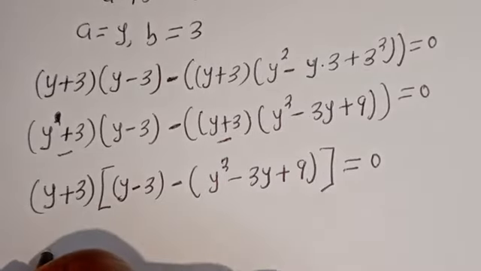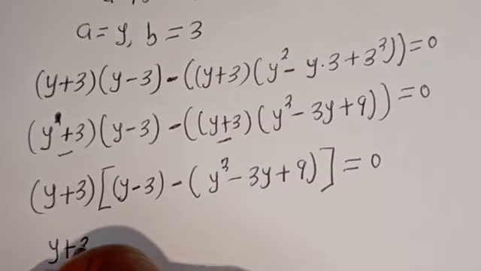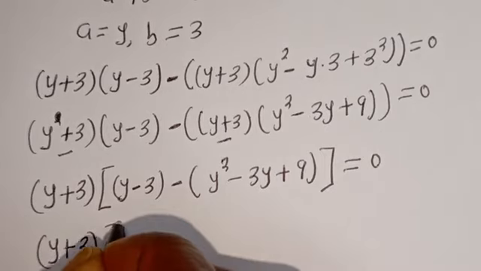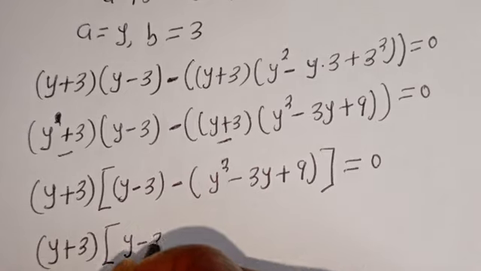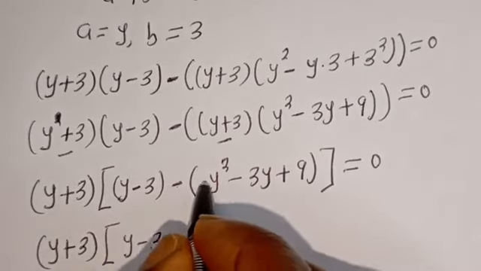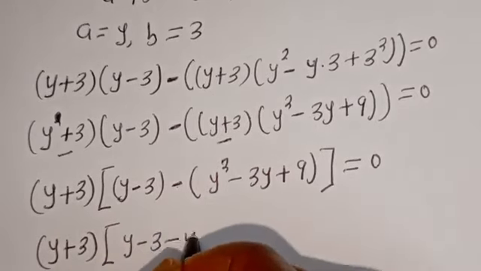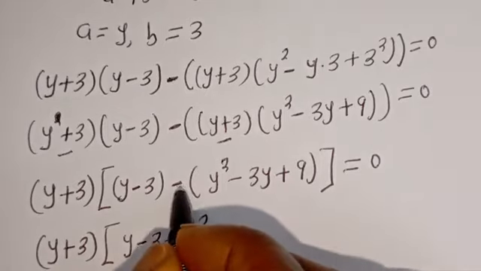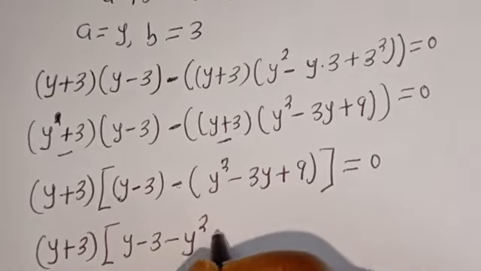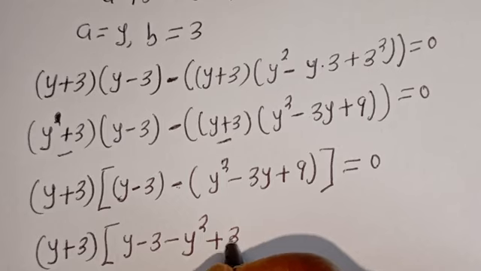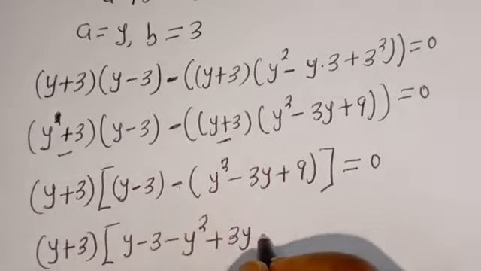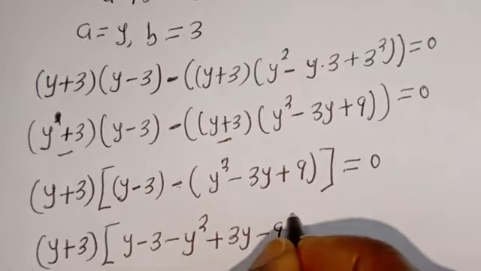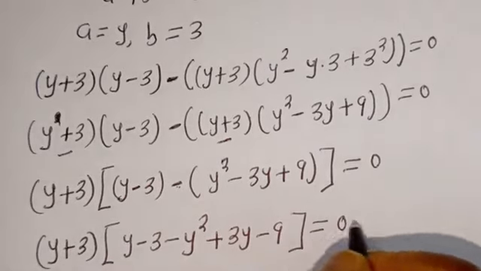Then here we have y plus 3 bracket. Inside the bracket here is y minus 3, then minus multiplied by y squared. This becomes minus y squared. Then we have minus multiplied by minus 3y. This becomes plus 3y. Then minus multiplied by plus 9. This is minus 9 is equal to 0.